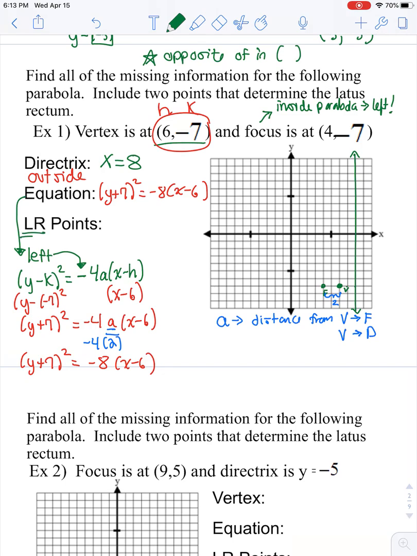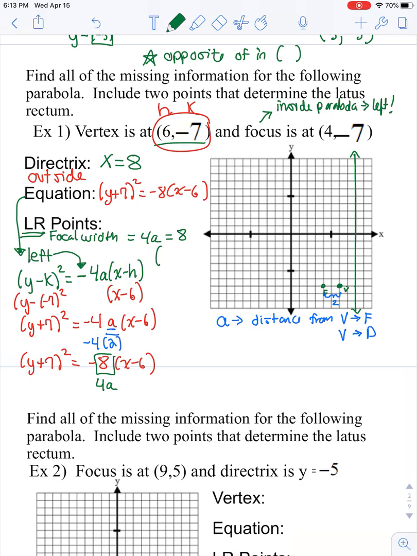Last thing we need are these latus rectum points. Now remember, latus rectum is one way to name it. We could also call this the focal width. The focal width, remember, is that 4a value. And in our case, that 4a value was this 8. So that means that we're using the 8 for the width through the focus.